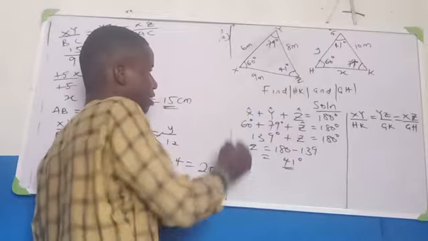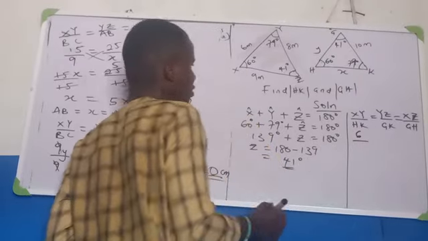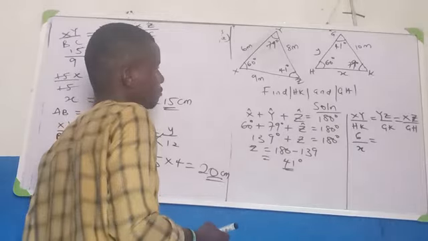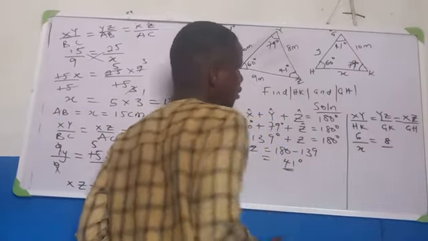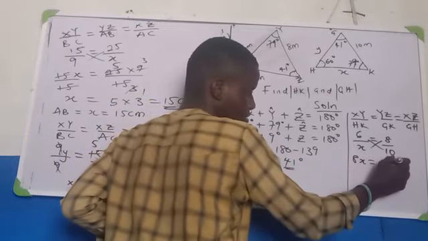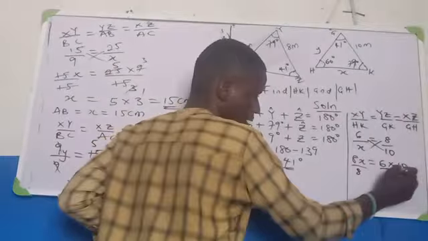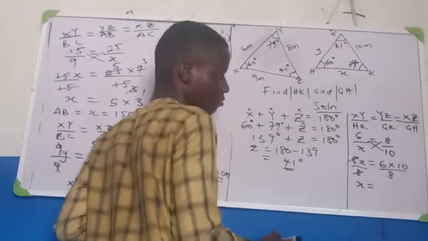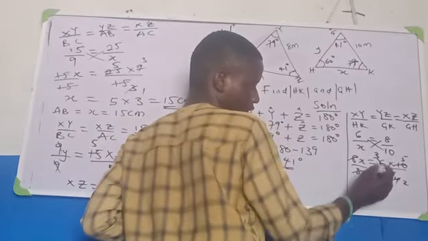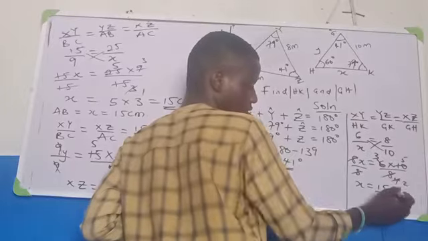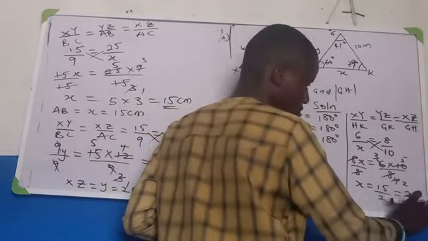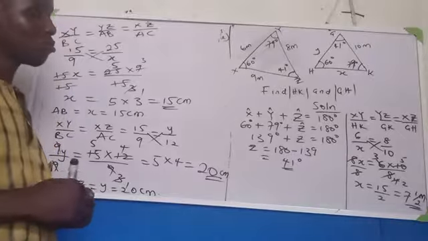That means my XY is 6, all over HK, which is x, equal to YZ, which is 8, over GK, which is 10. So what do I do now? Cross multiply. I will have 8x equal to 6 times 10. Divide here by 8, divide here as well by 8. This 8 cancels this 8. My x now will be equal to 60 over 8. 2 into 6 is 3, 2 into 8 is 4, so 15 over 2, which is 7 1/2 meters.